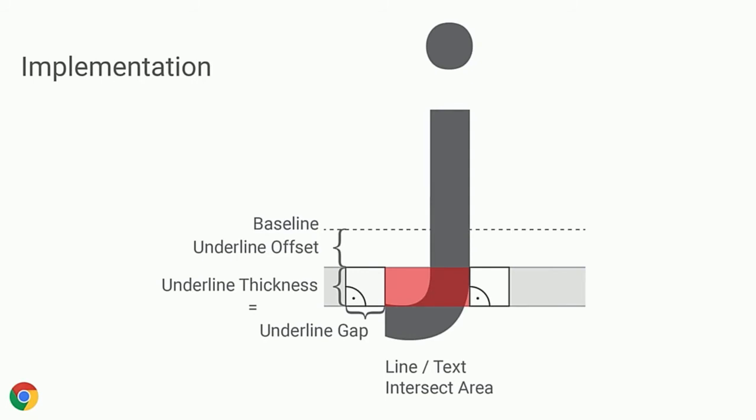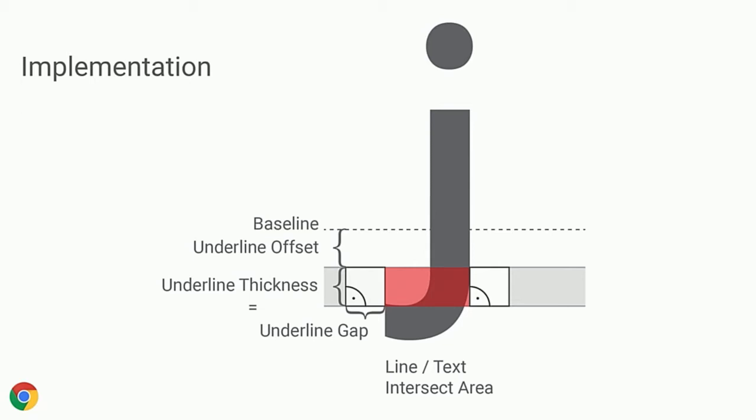And let me talk a little bit about the implementation. What you see here is a lowercase j. You see the baseline, the underline offset, and the underline thickness. And if you consider the underline being actually two lines, the upper boundary and the lower boundary in the coordinate space of rasterizing a line, then what we're doing is we're computing this line text intersection area and forming the maximum of this.